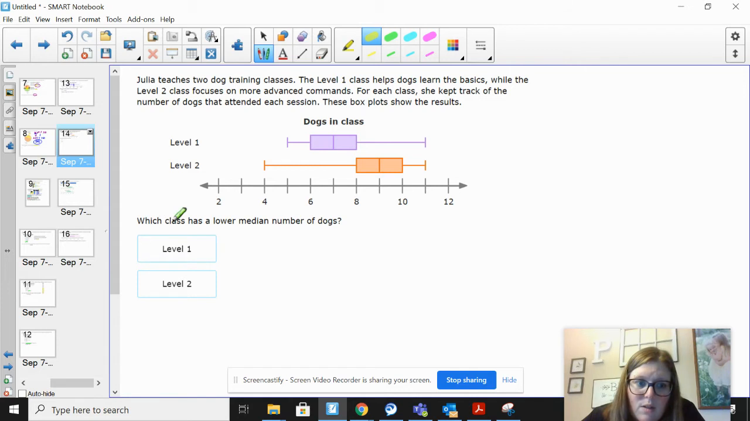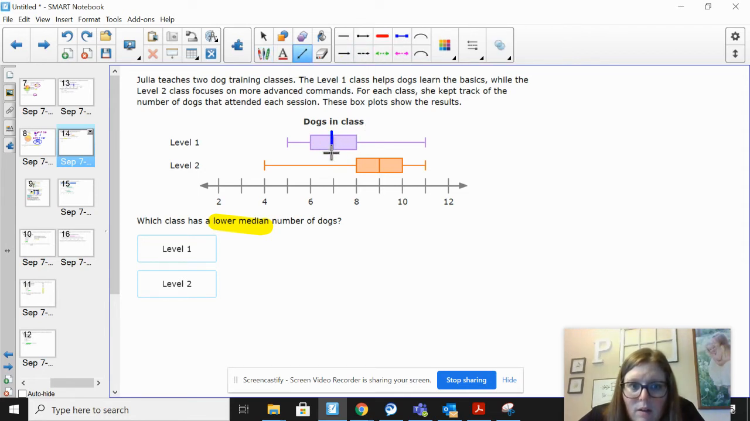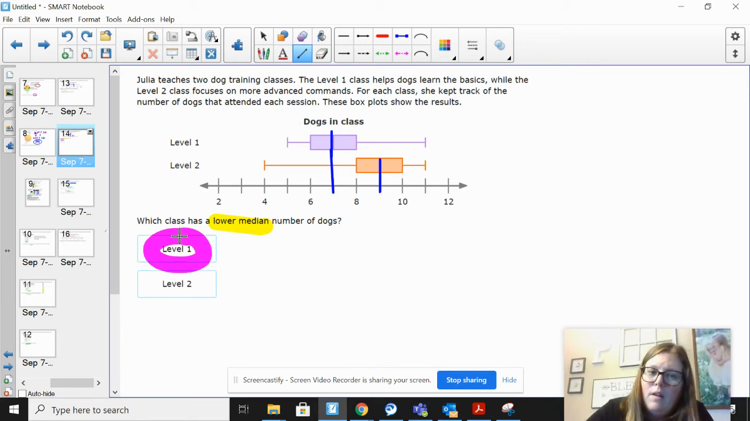So here the question reads, which class has a lower median? Which class has the lower median? Oh my goodness. So median, we are solely looking at this right here. So the median for level 1, if we were to continue our line here, is 7, right? And the median for level 2, remember it's the inner line of the box, is 9. So the lower is obviously the purple, so it would be level 1, right here, because that's 7 and the other one is 9.